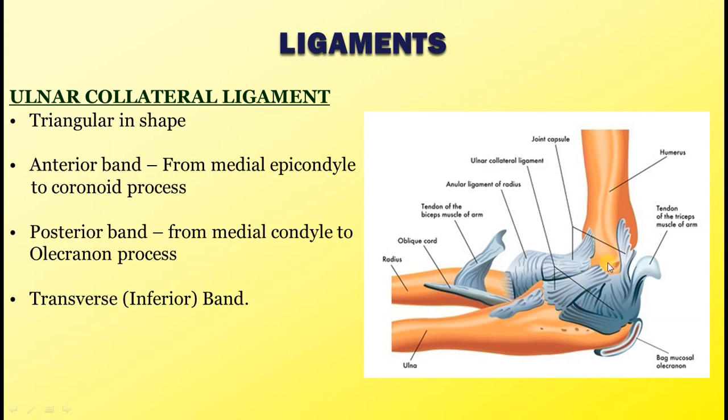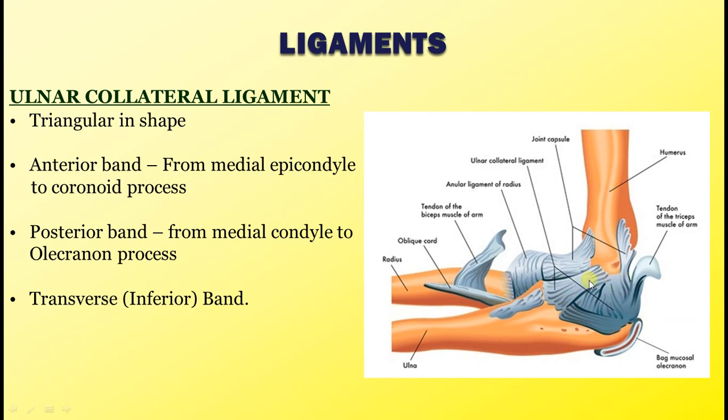The anterior band extends from the medial epicondyle to the coronoid process. The posterior band extends from the medial epicondyle to the olecranon process. Then you have the transverse band, which is extending from the anterior to the posterior band, or from the coronoid to the olecranon process.